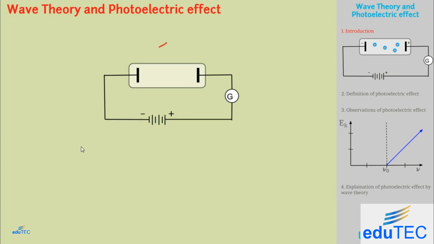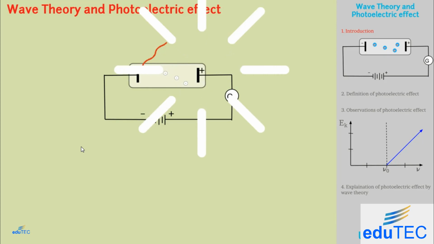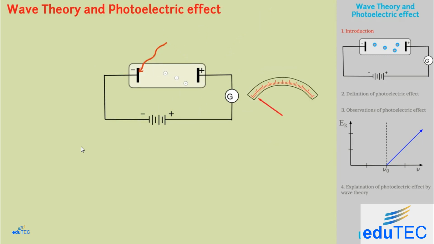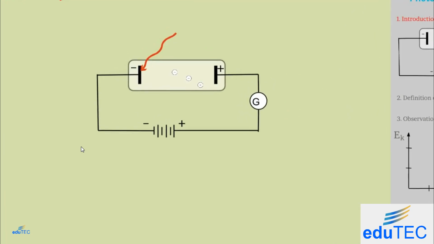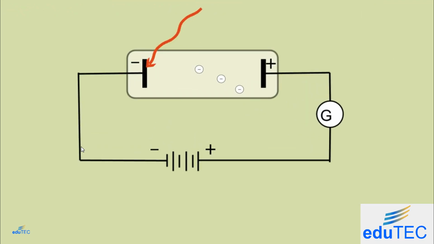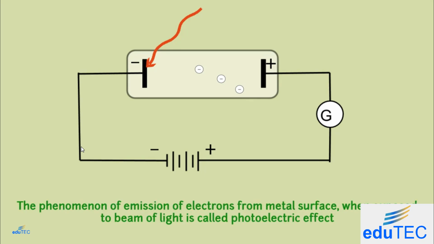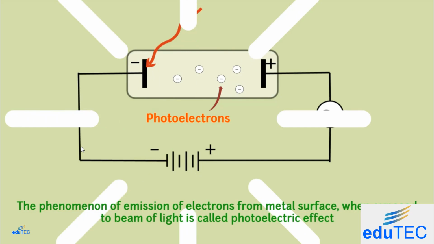When a light beam of sufficient energy is allowed to strike over the metal connected to negative terminal, then it is observed that electrons are emitted from metal and travel towards the detector. Accordingly, the current flow is observed by deflection in the emitter. The phenomenon of emission of electrons from metal surface when exposed to beam of light is called photoelectric effect. The electrons emitted due to this effect are called photoelectrons.